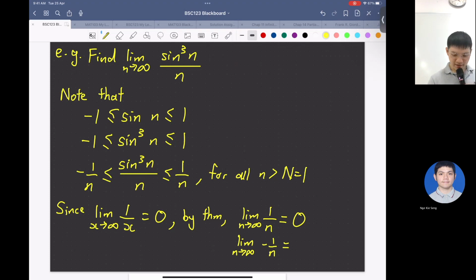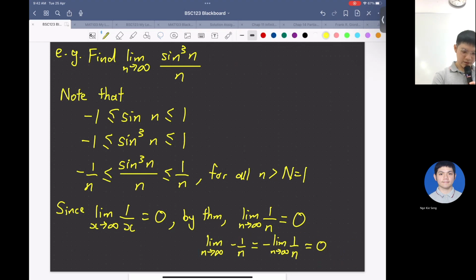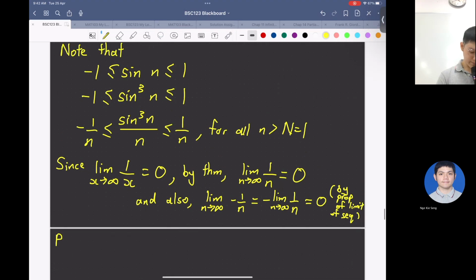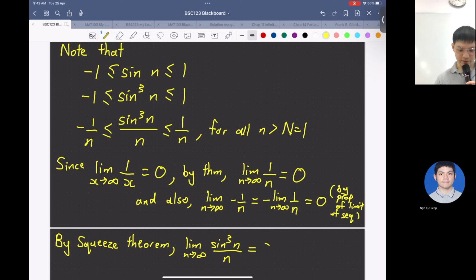What's the property? We get minus the original convergent limit, which is -1 times 0, which is just 0 again. Make sense? So this one is by property of limit of sequence. We know that they are squeezed by two convergent sequences that converge to 0. Then we can conclude that by squeeze theorem, the limit of sine cube n over n is also 0.